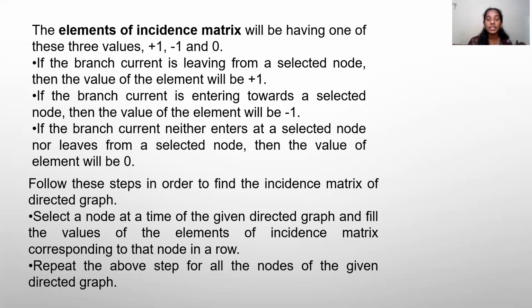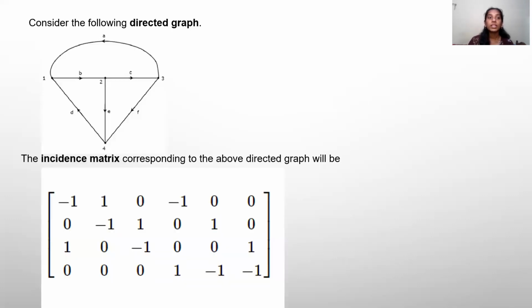Follow these steps in order to find the incidence matrix of a directed graph. Select a node at a time of the given directed graph and fill the values of the elements of the incidence matrix corresponding to that node in a row. Repeat the above step for all the nodes given in the directed graph. Let's see what a directed graph represents.